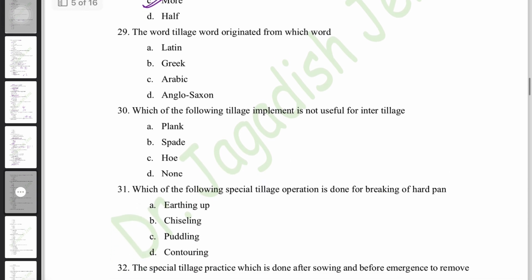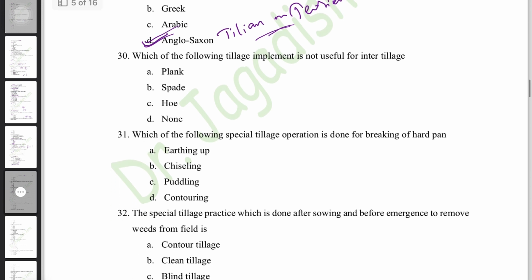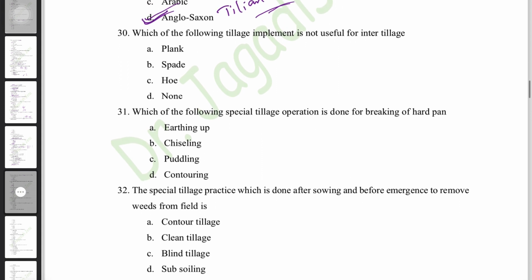Next question. The word tillage originated from which word? Tillage basically originated from an Anglo-Saxon word, Tillian or Teolian. Next question: which of the following tillage implements is not useful for intertillage?